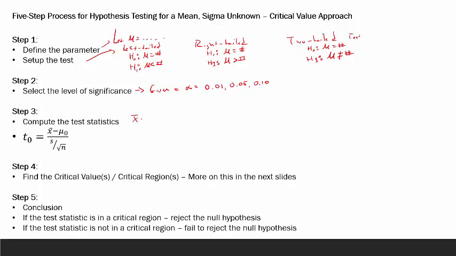Just so we're clear again, x bar is the sample mean. Mu sub 0 is the assumed population mean. It comes from the null.